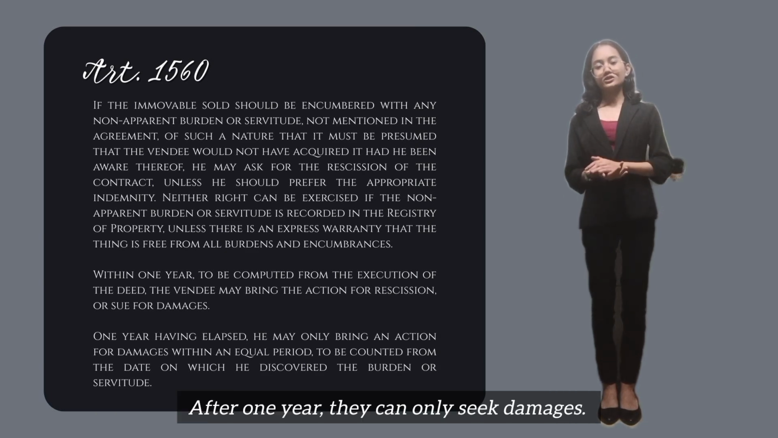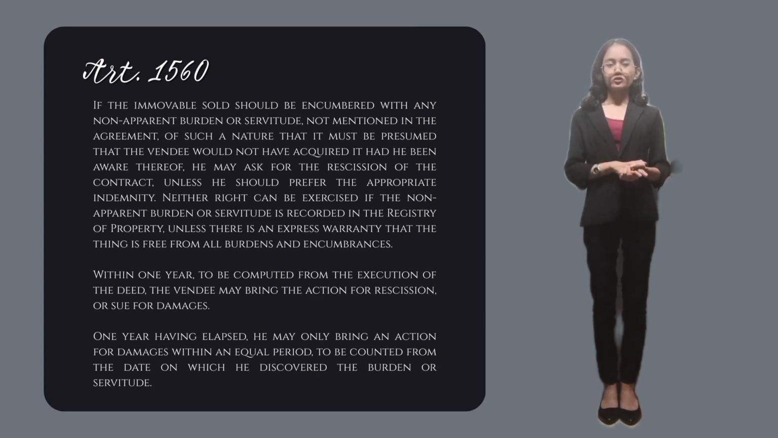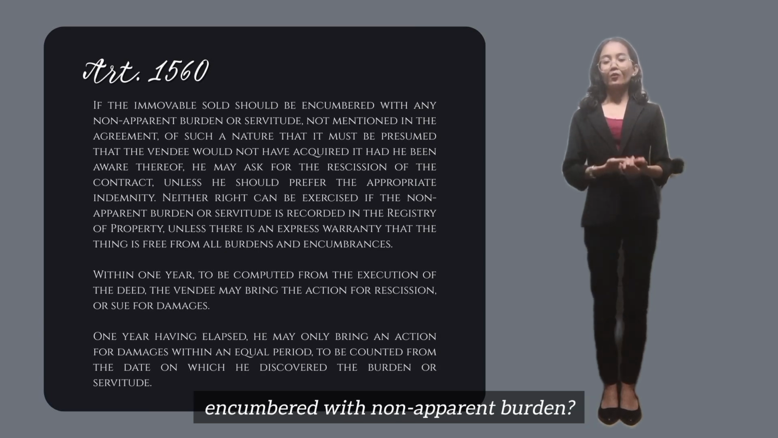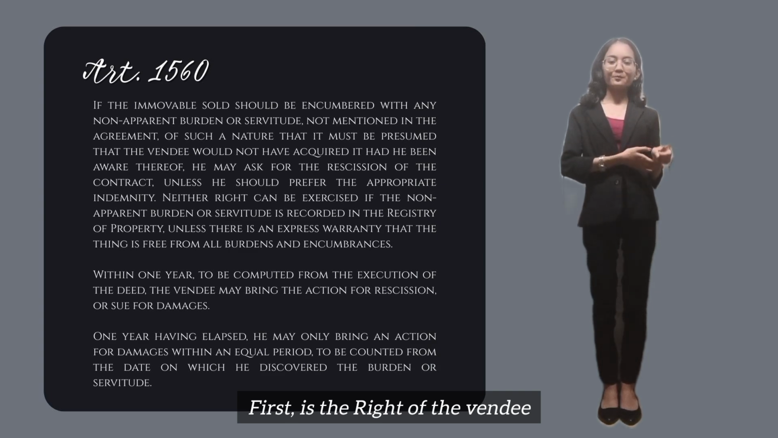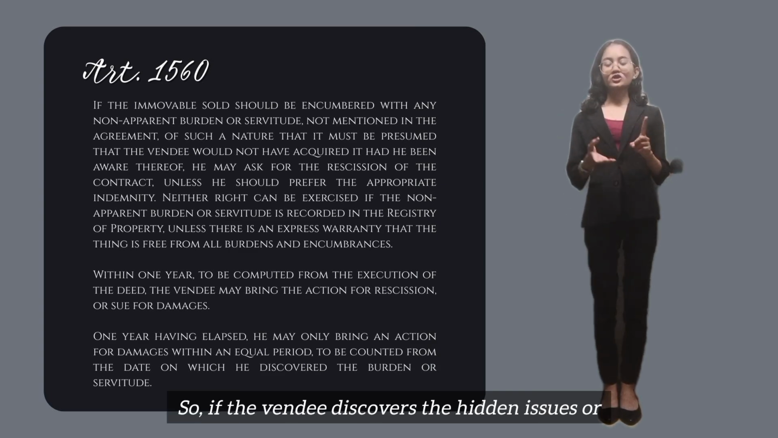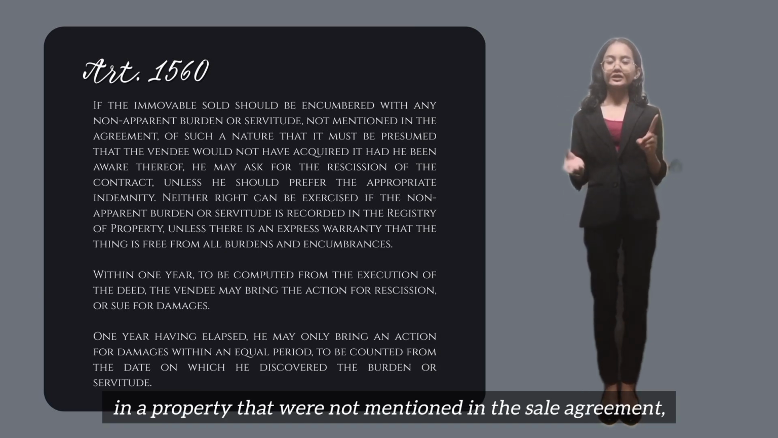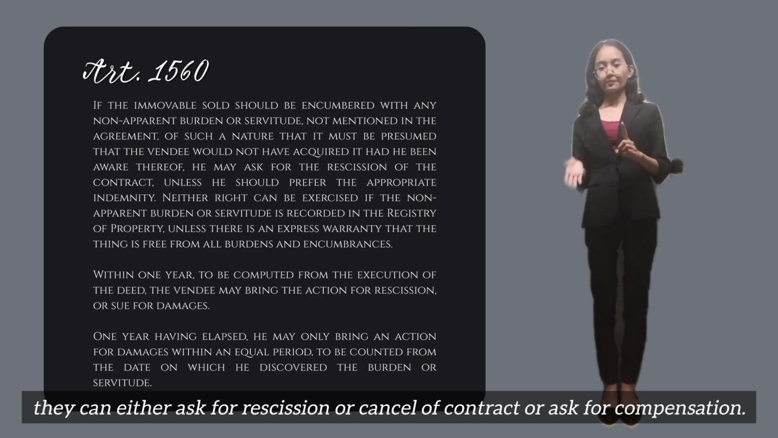And then after 1 year, they can only seek damages starting from when they discovered the issue. So what are the requisites for immovable sold encumbered with non-apparent burden? First is the right of the vendee. So if Brandy discovers the hidden issues or the non-apparent burdens or servitudes with a property that were not mentioned in the sale agreement, they can either ask for the rescission or cancel the contract or ask for compensation.